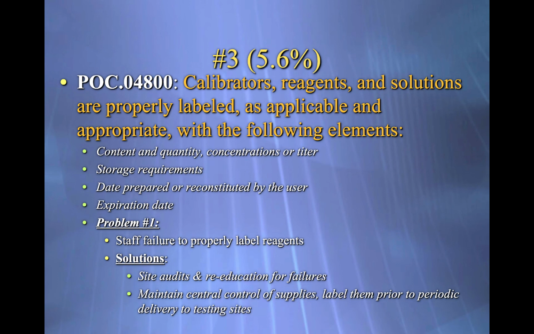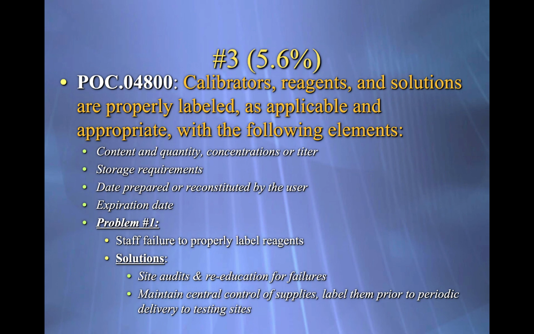Okay, number 3, calibrators, reagents, and solutions are properly labeled as applicable and appropriate with the following elements: content and quantity, concentrations, storage requirements, date prepared or reconstituted by the user, and the expiration date. The first 2, the vendors are going to do. You don't have to really worry about those. The date prepared or reconstituted is the date that it was opened, and the expiration date. Those need to be listed because they change depending on when it was taken out of the refrigerator, when it was opened, and when it was reconstituted.